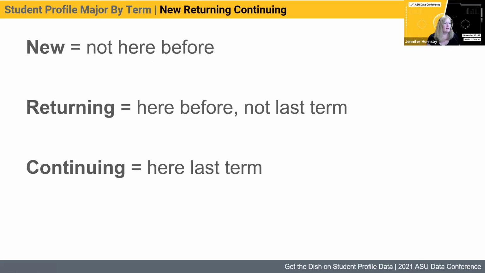Now I'll back up and explain what new, returning, and continuing means. You have to be new before you can be a first year student, but new basically means you've not been here before. So it could be a new graduate student or a new transfer student or a new non-degree. Returning means the student's been here before, but they weren't here last term. So in the fall of 2021, our last term would have been last spring of 2021. Summer is optional at ASU, so whatever they were in the summer is not relevant when we calculate new, returning, and continuing. And continuing means they were here last spring.